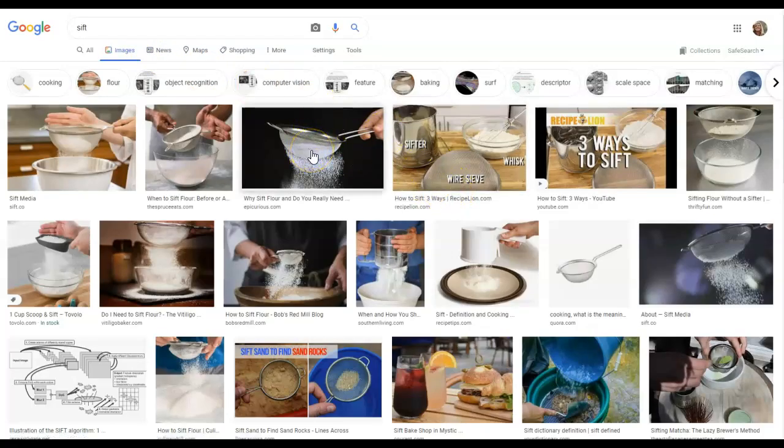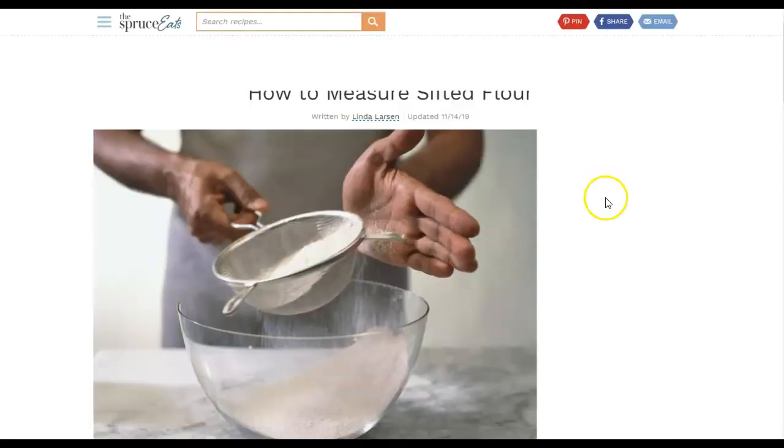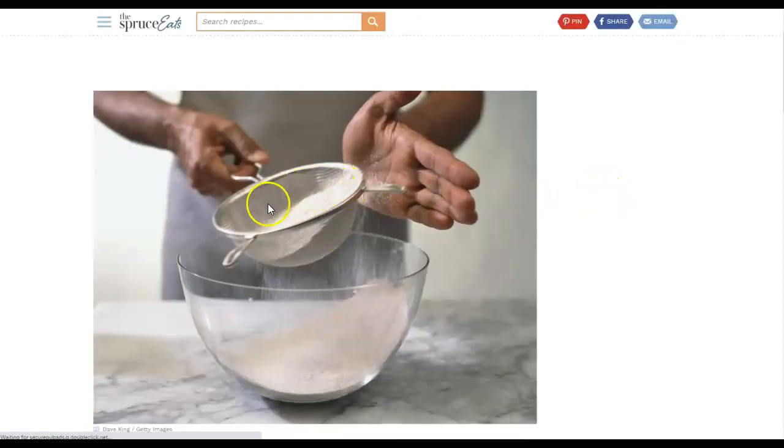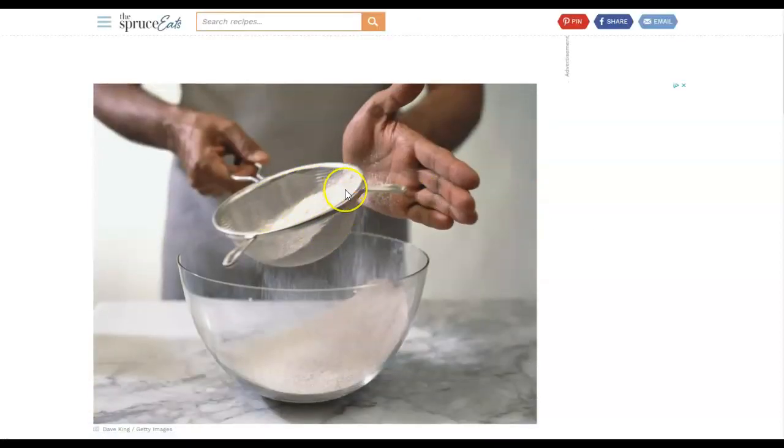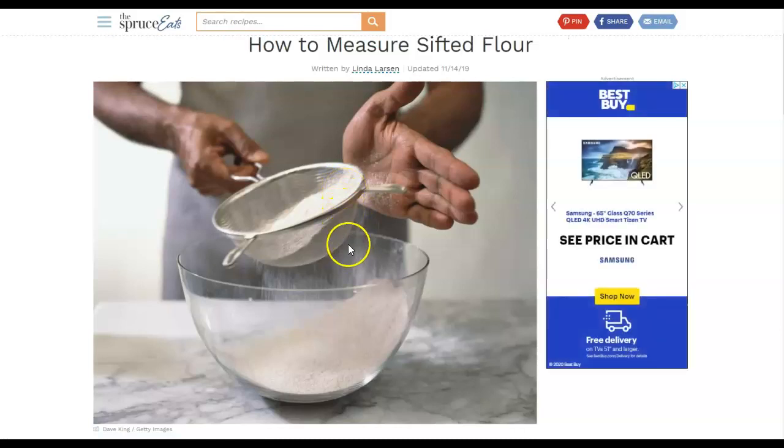Okay, so here is a sieve. They're sifting flour. Here's another example. So they're sifting the flour through this sieve, and it just makes it a little bit finer, a little bit thinner almost.